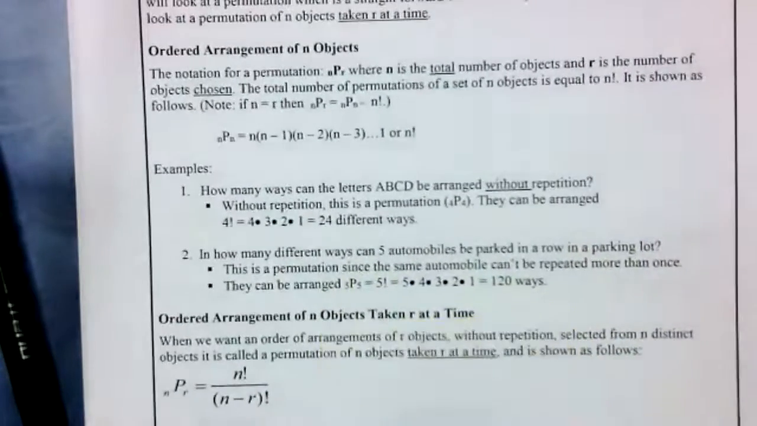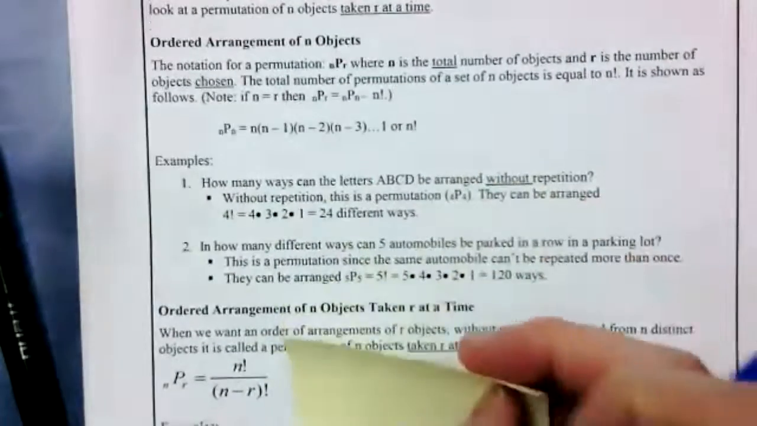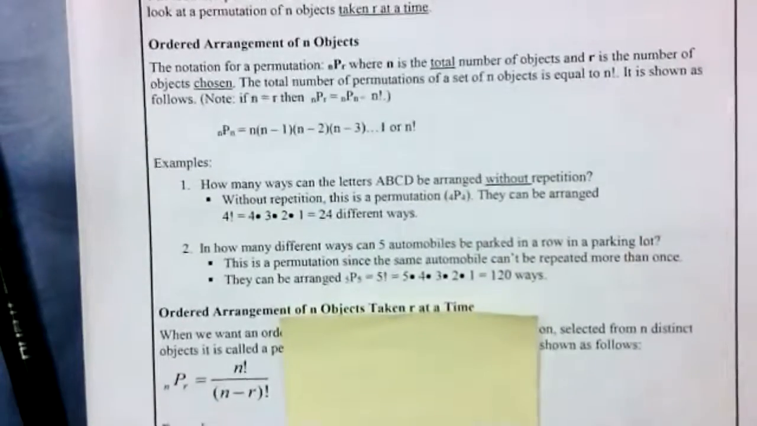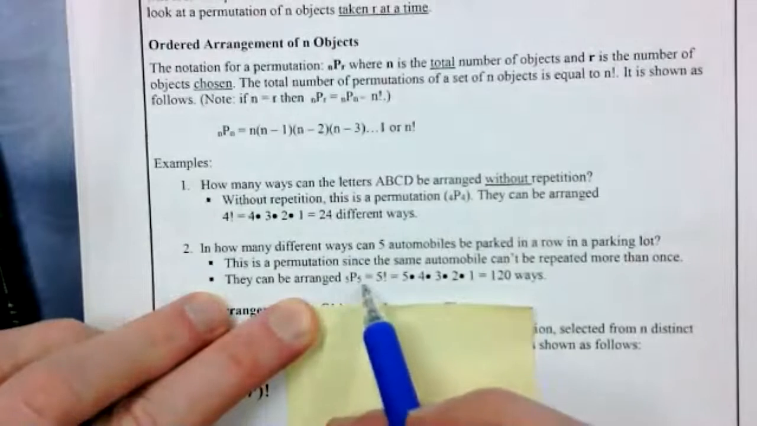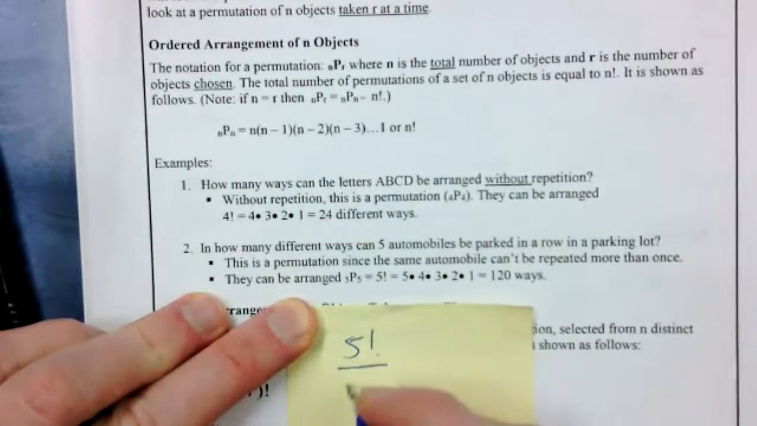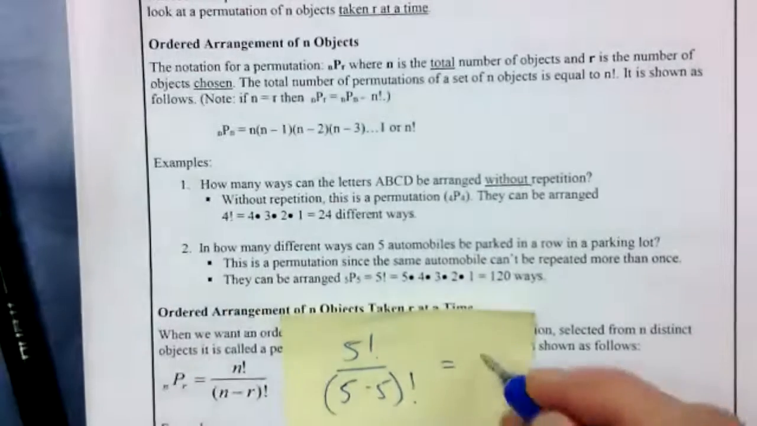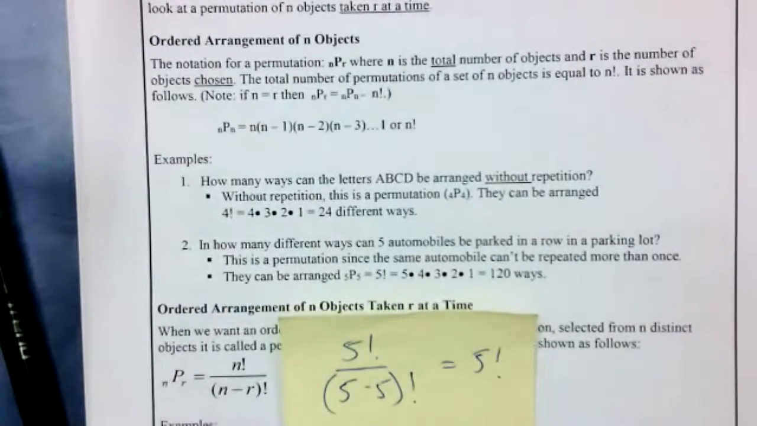Actually, I'll do it this way. And how many ways can 5 automobiles be parked in a row in a parking lot? Same idea. So if it's 5P5, 5 factorial over 5 minus 5 factorial, which is 5 factorial. 5 times 4 is 20, times 3 is 60, times 2 is 120.